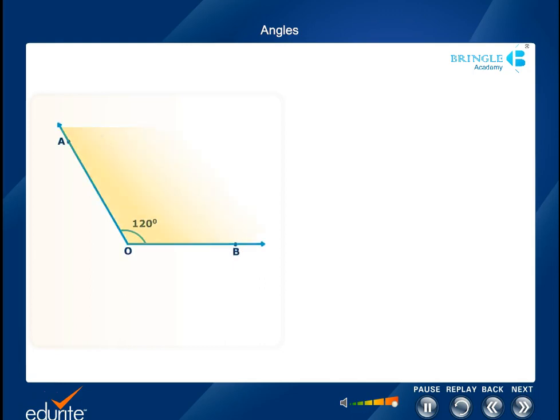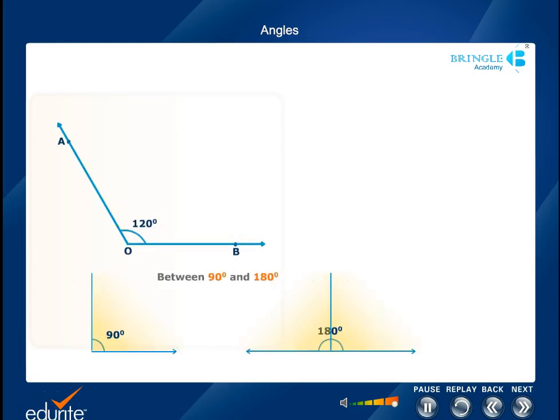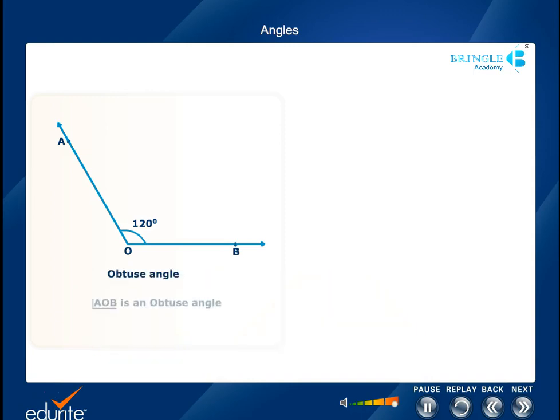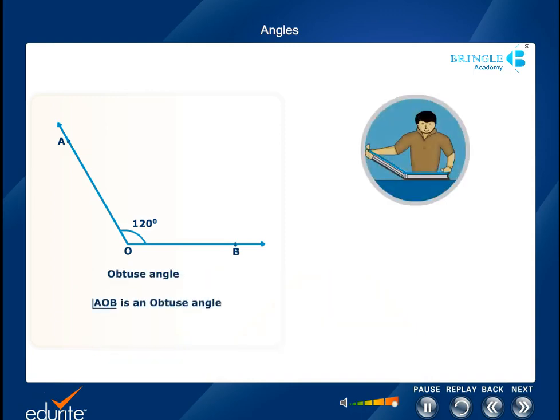An angle whose measure is between 90 degrees and 180 degrees is called an obtuse angle. We generally open the book at an obtuse angle when we wish to read it. When we look up, our neck makes an obtuse angle with the jaw.